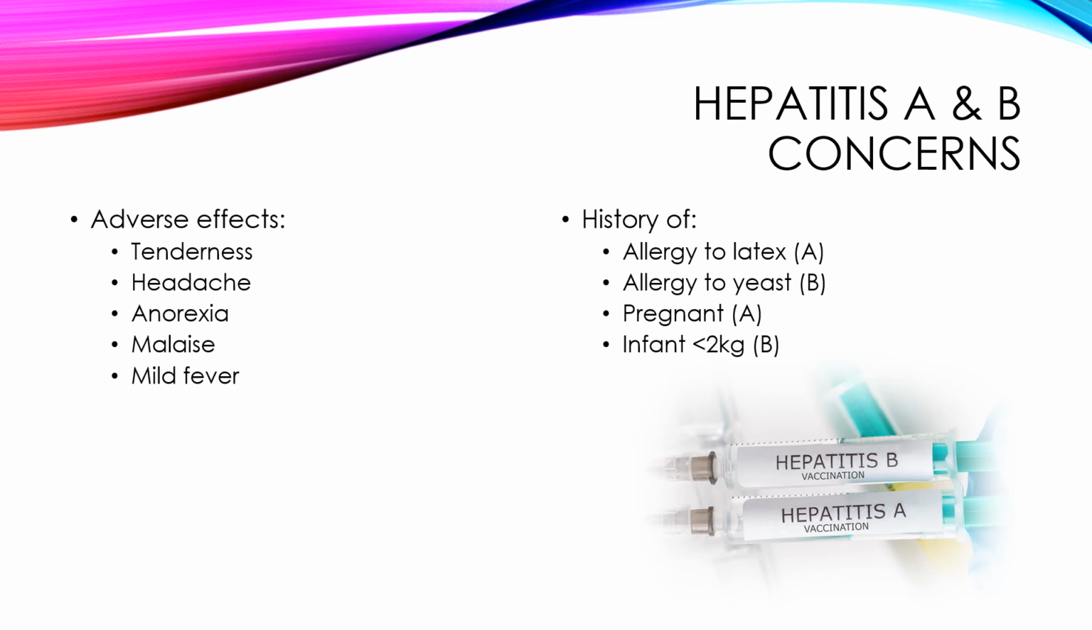And then infants that are less than 2 kilograms, yes, less than 2 kilograms, so like premature infants, they should not get the hepatitis B vaccine yet. They should wait until they're a little bit older. This is usually one of the first ones that an infant gets after they're born. We'll see that later in the fall semester. But if they are too small, they should not be getting the hepatitis B vaccine yet.